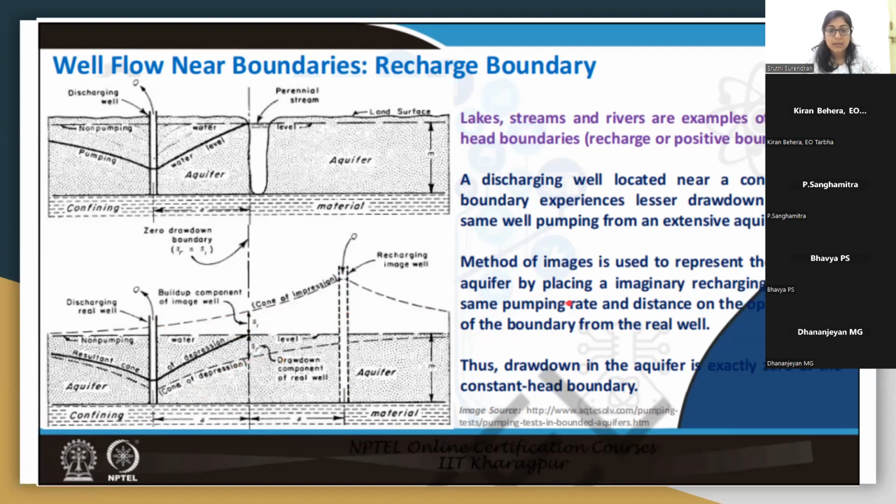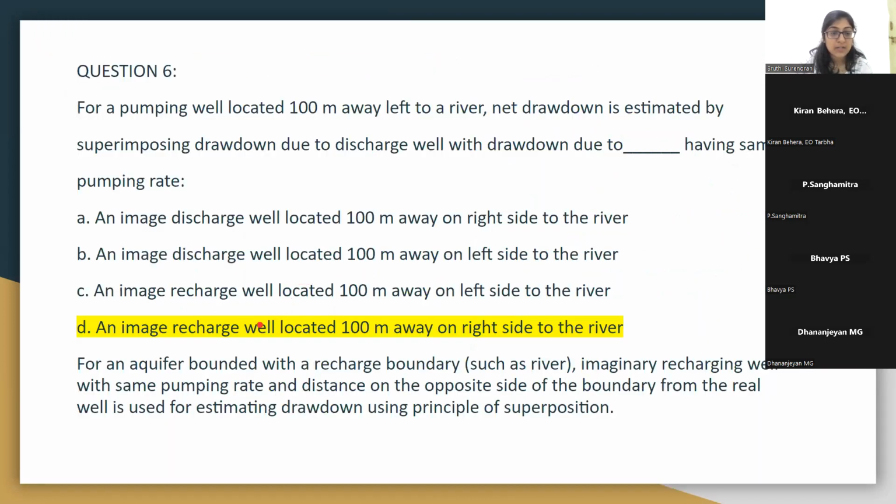Since there's no boundary condition, this will give a drawdown height equivalent to the drawdown depth of this well if there was no recharge well. So the principle being followed is superposition. Again, it is there in the lecture notes, and you will understand once you go through them. We assume an imaginary recharge well at the same distance from the boundary as the well, with the same pumping rate. If it is discharged at a rate of Q, here water will be recharged at a rate of Q. So the answer is an image recharge well located 100 meters away on the right side of the river.